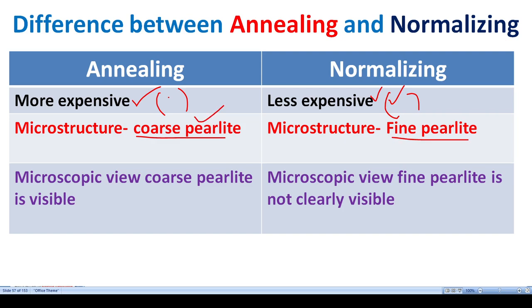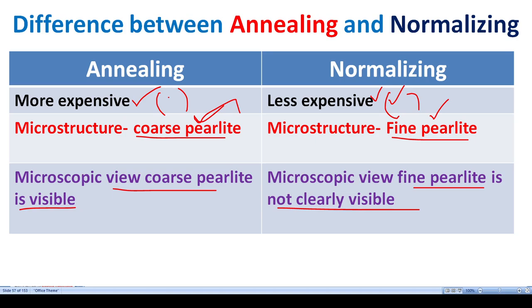Then with slow cooling you get coarse pearlite. With fast cooling in a normal environment, you get fine pearlite. Under a microscope, coarse pearlite is visible, you can see it. Fine pearlite is not clearly visible.